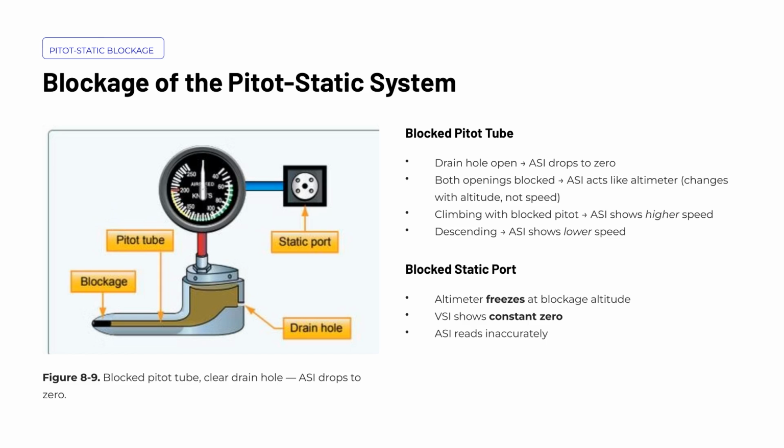responding to. A blocked static port presents a different set of problems. The altimeter will freeze at the altitude where the blockage occurred, the vertical speed indicator will read a constant 0, and the airspeed indicator will become inaccurate. In this case, the alternate static source becomes essential. Knowing these failure signatures allows you to quickly identify which part of the system has been compromised and take the appropriate corrective action before the situation becomes dangerous.